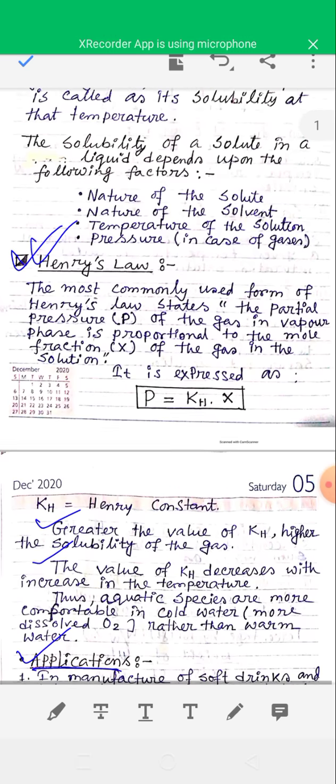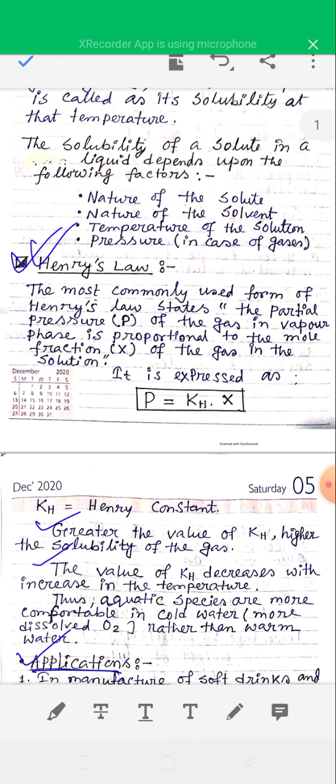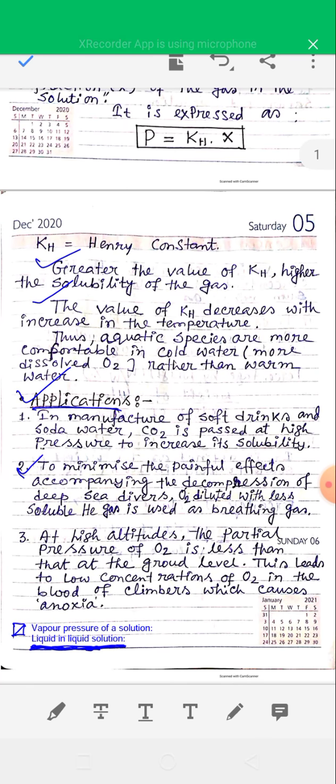So you have to remember the statement of Henry's law with the mathematical equation and one or two applications also, and the characteristics of Henry's law constant KH.